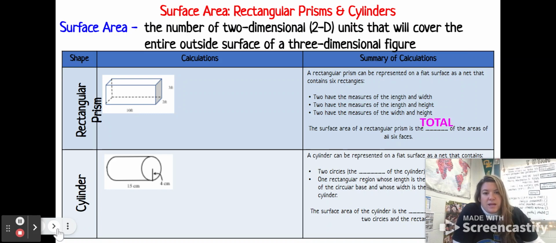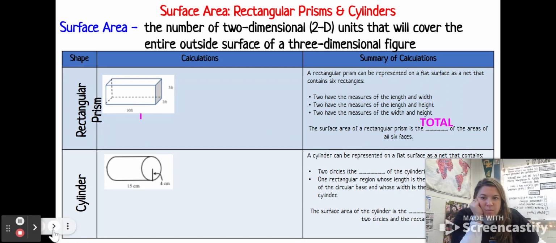So looking at the rectangular prism, it can be represented on a flat surface as a net, like the picture I just showed you. And two of the faces, the top and bottom, will be the same. The two sides are the same, and the front and back are the same. So if we add up the total of all six faces, that gives us surface area.